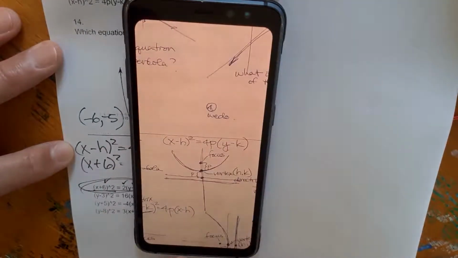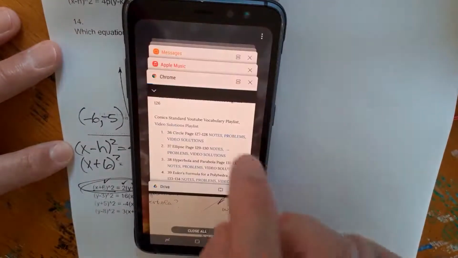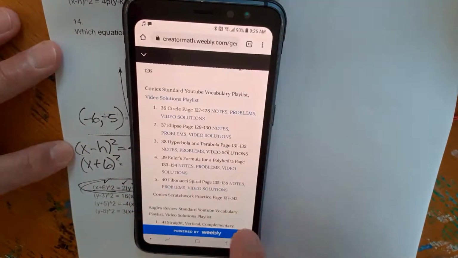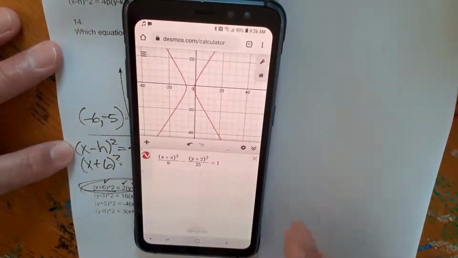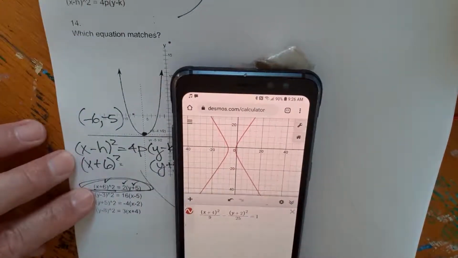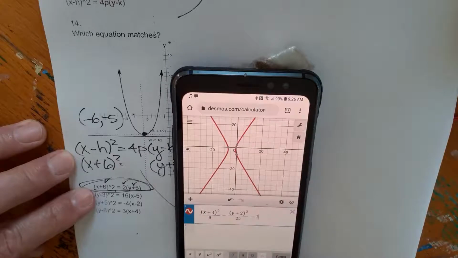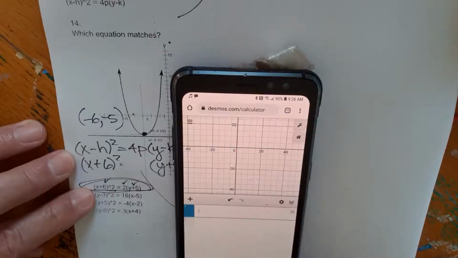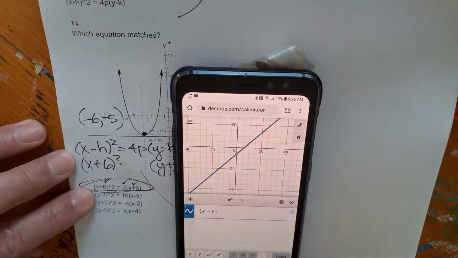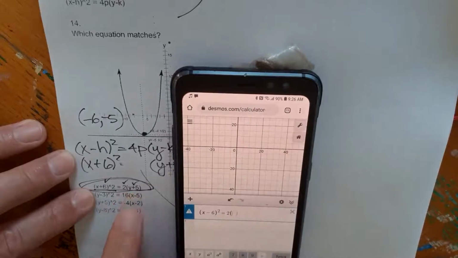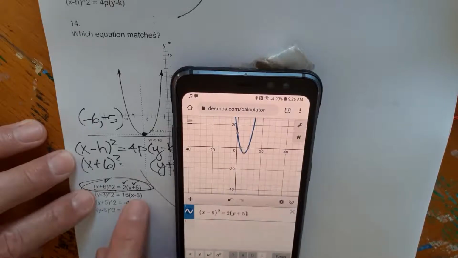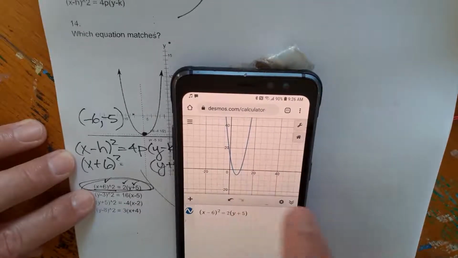Now, just on another note, let's go here again. What you need to convince yourself of is this equation of a parabola. So let's delete this out. I can just go delete. Let's do a new one. (x minus 6) squared equals 2 times (y plus 5). Okay? Notice what we got.